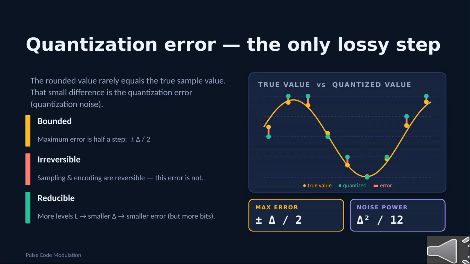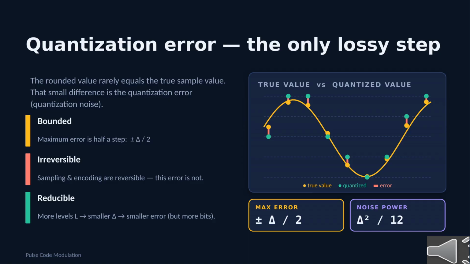Now, here is a very important point about quantization. When we round a sample to the nearest level, the rounded value is usually not exactly equal to the original value. There is a small difference between the actual sample and the quantized sample. This difference is called quantization error or quantization noise. The maximum quantization error is half of the step size, that is plus minus delta by 2, and the average power of this quantization noise is given by delta square divided by 12.